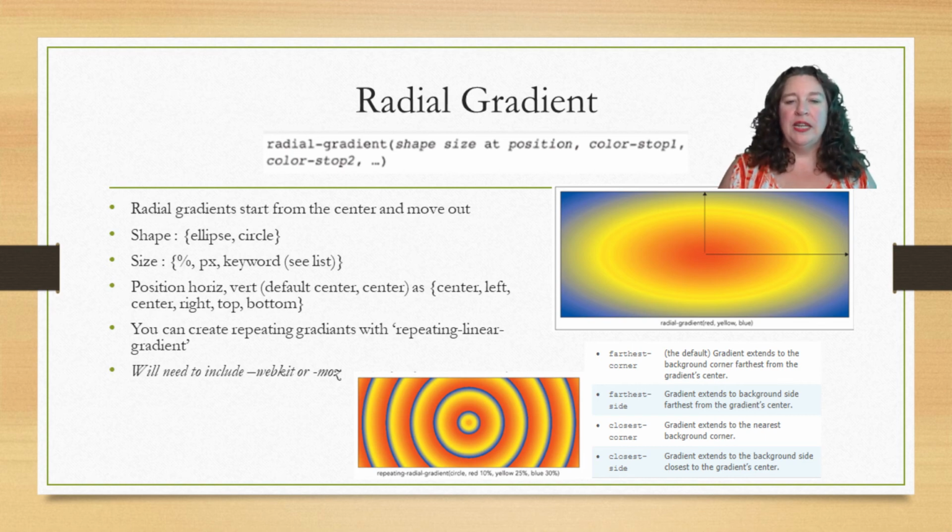With our radial gradients, we give it what shape we are doing, what size we are going to pick, and at what position. Then we tell it all of our individual color stops and include in that color stop the percentage where you want it to stop. So let's go look at this in code and see how this applies.